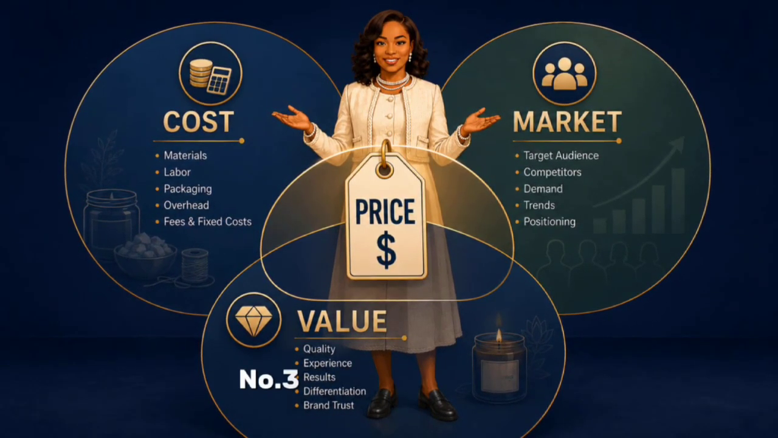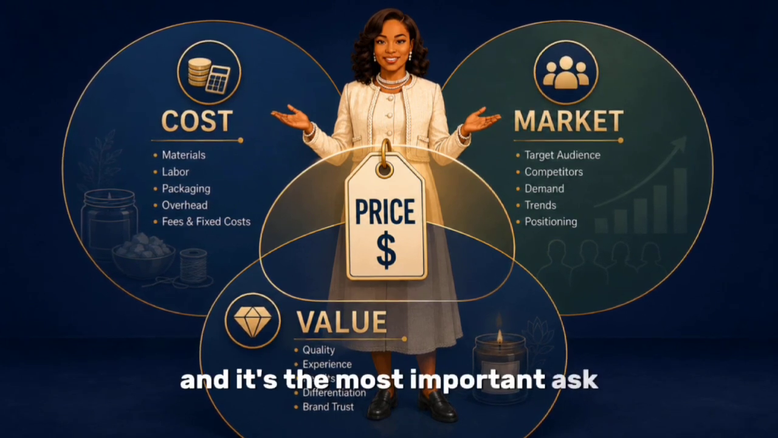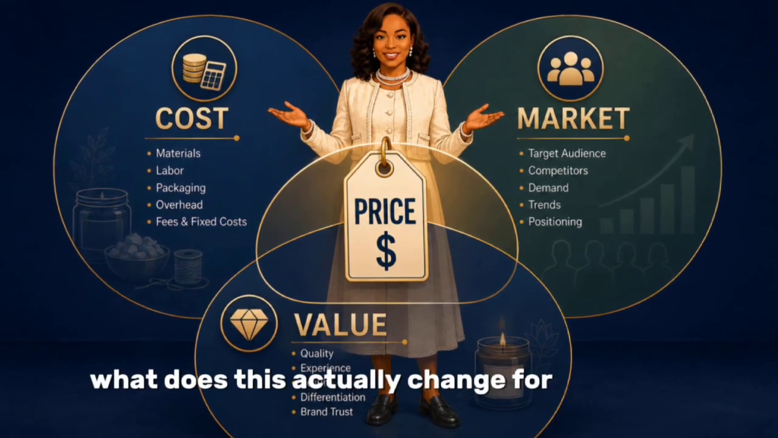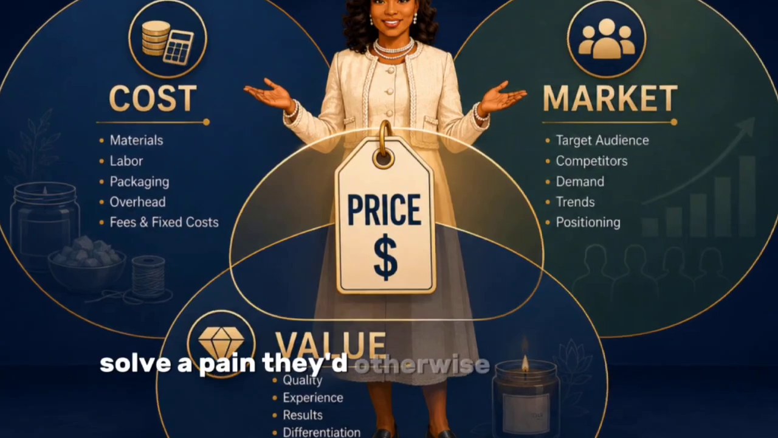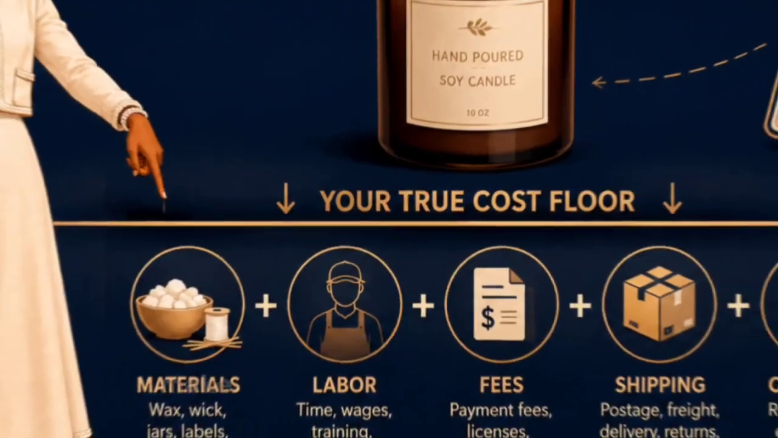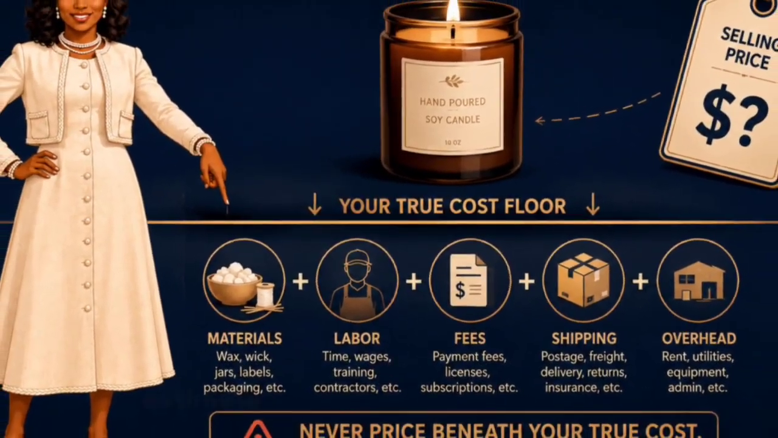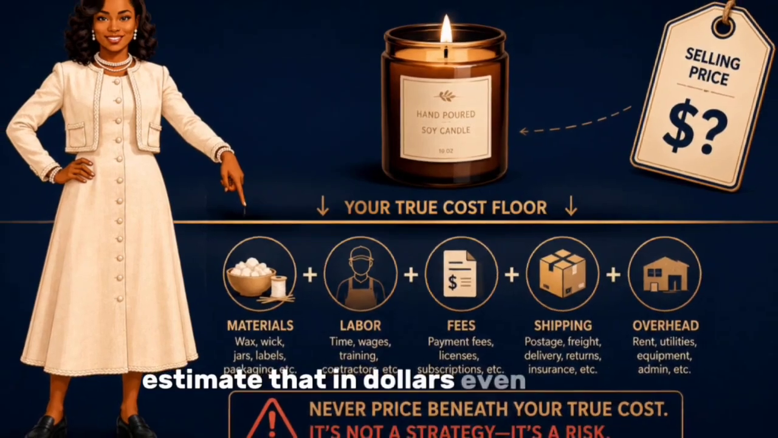Number 3, the value number. This is the one most people skip, and it's the most important. Ask, what does this actually change for the buyer? Does it save them time? Solve a pain they'd otherwise pay someone else to solve? Make them look good to their boss? Estimate that in dollars, even roughly.